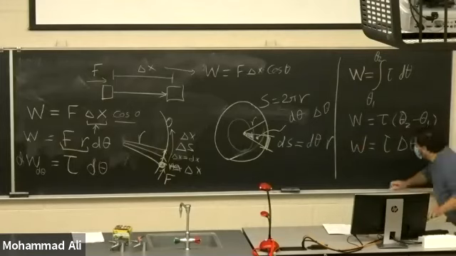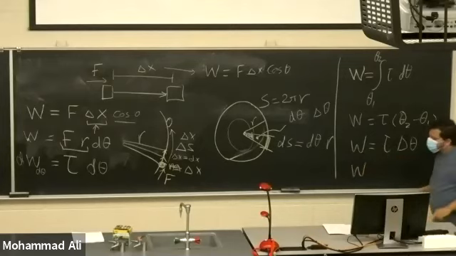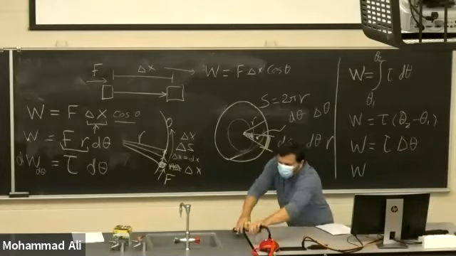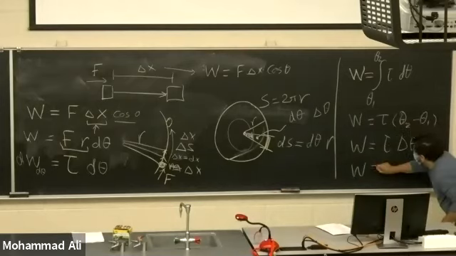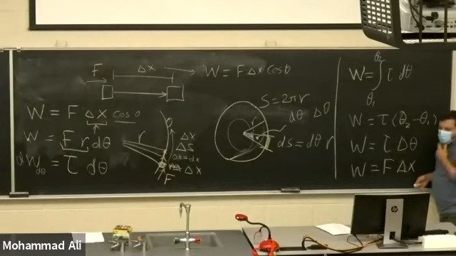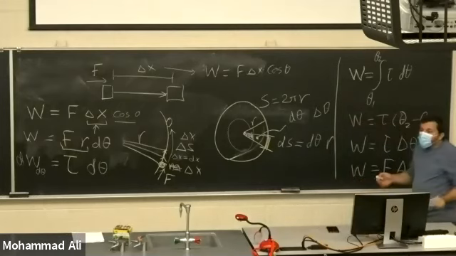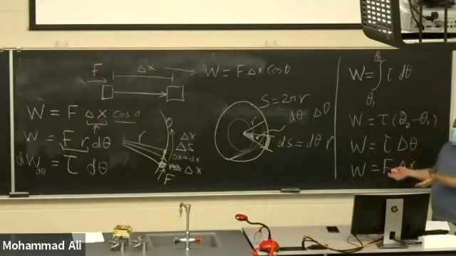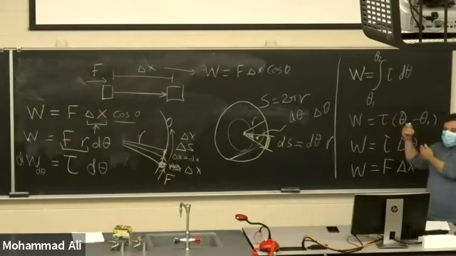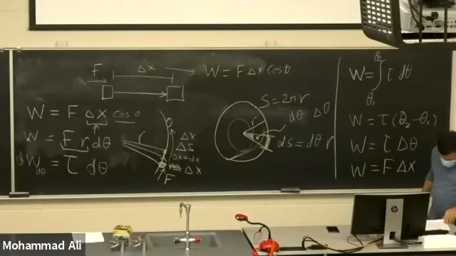Do you remember that the work in linear motion is equal to F multiplied by delta x? It's the same work, but this is linear, and this is angular, right? By this, we see that we deal with the same thing, but first we talked about the linear motion, and now we are talking about the angular one.